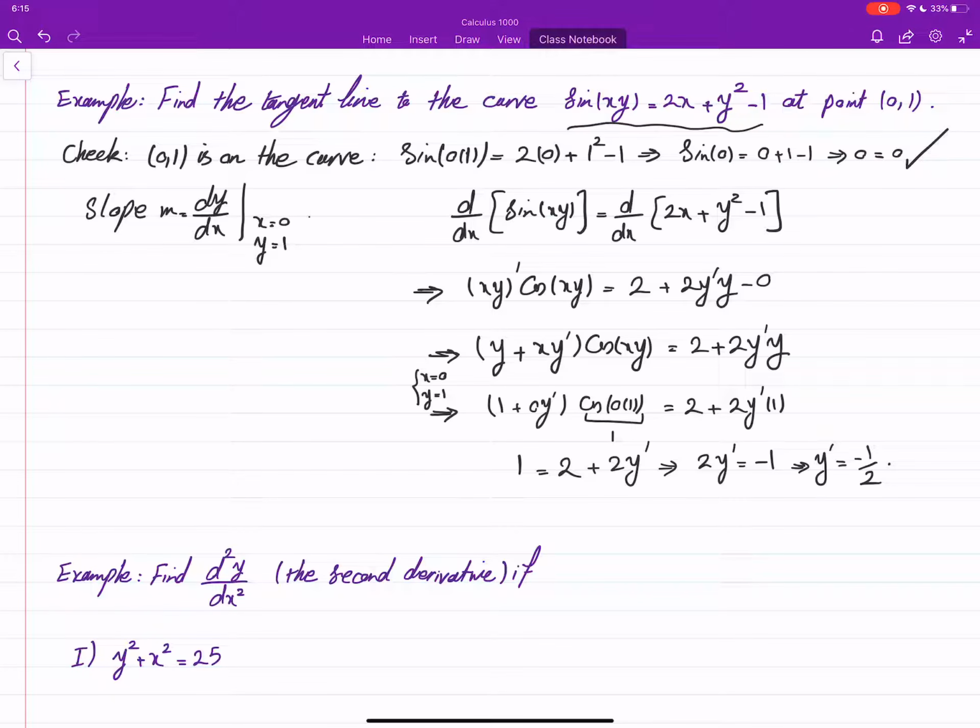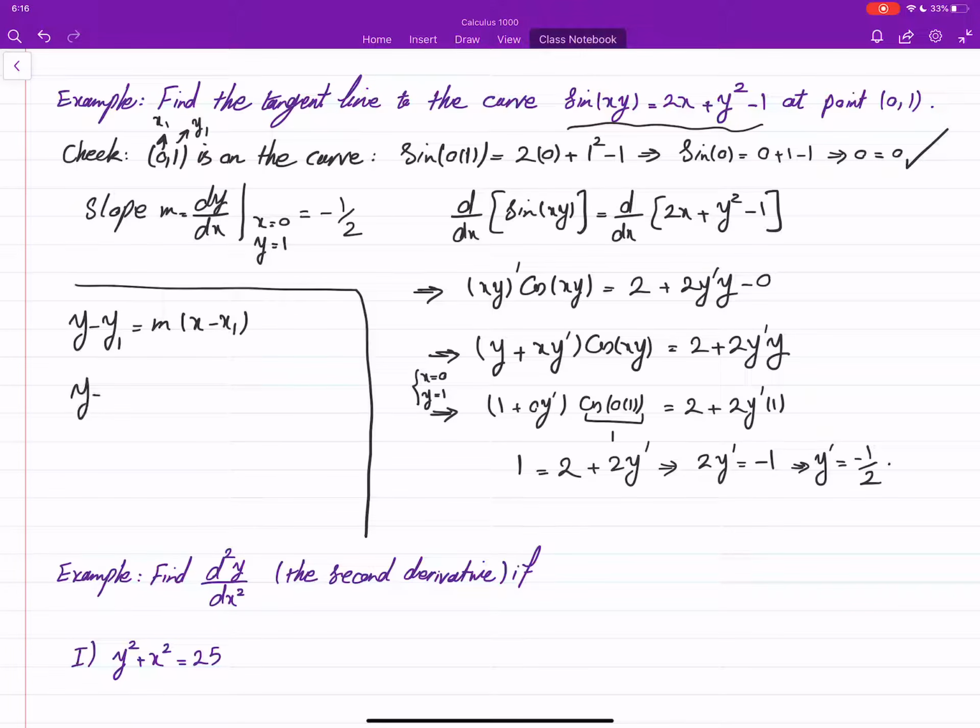We found the slope. This is negative 1 over 2, and we have a point. The point has components x1, y1. Then we can write an equation for the tangent line: y minus 1 equals negative half times x minus 0. So y minus 1 equals negative half x, and y is equal to minus x over 2 plus 1. That's the equation for the tangent line at that given point to that curve.